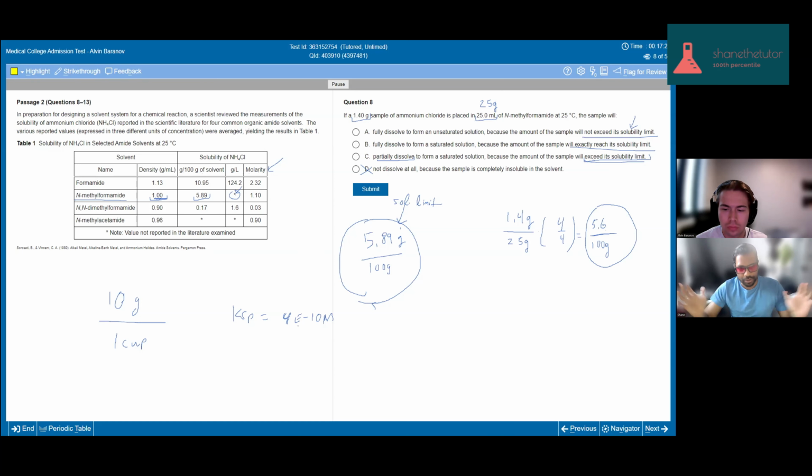So I want you to see that there's multiple ways that we can come to this answer. One way was doing the math, finding out that our value is 5.6 per 100 grams, which is lower than the solubility limit, which means that it will fully dissolve, right? But if we didn't know that, simply from these choices, if it says exceeds solubility limit, that should mean that it wouldn't really dissolve, right? And if it exactly reaches it, same kind of thing. But yeah, we see that our value is less, so it will not exceed its solubility limit, and that means it will fully dissolve and form an unsaturated solution.